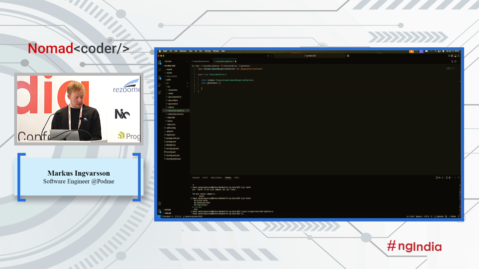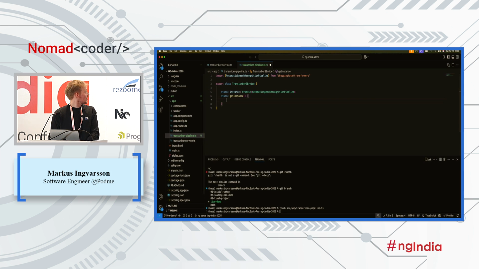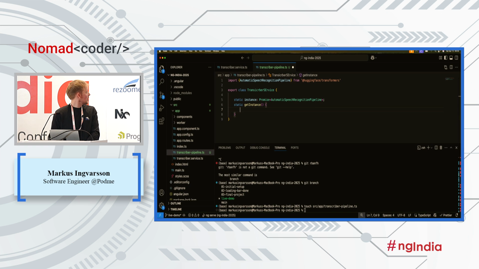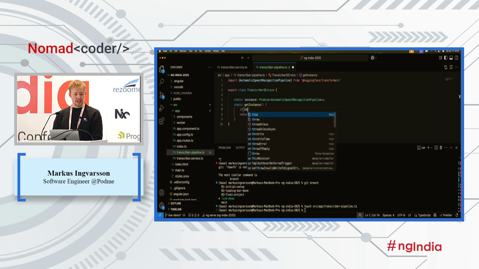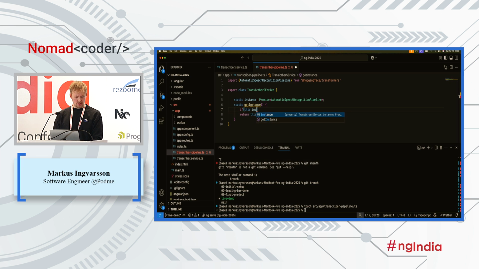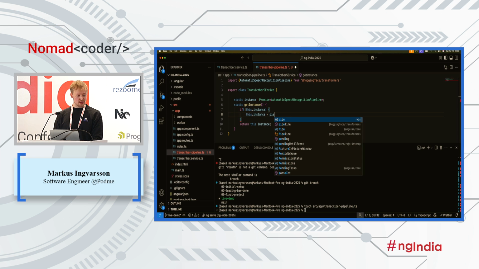Let's see if I can maybe zoom in to make it a little bit easier. I hope that is better for the people in the back. So this will simply return the instance. And if this has not been instantiated, we are going to make sure to instantiate this. And we have seen this a couple of times now already. We are, of course, going to use the pipeline function.